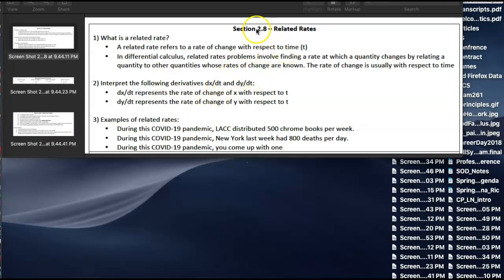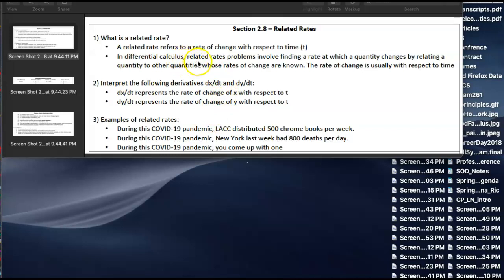Okay, in this section of 2.8, we're going to talk about this concept of related rates. In the previous section, we were using the rate of change, which was the instantaneous rate of change or the growth rate. Now, what is a related rate? A related rate refers to a rate of change with respect to time, which we'll see here: dx/dt, dy/dt, those are rates of change with respect to time.